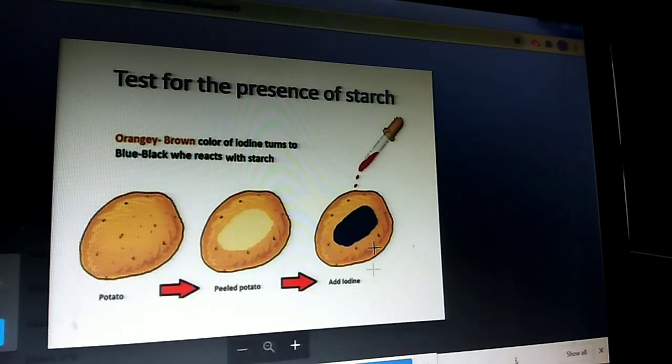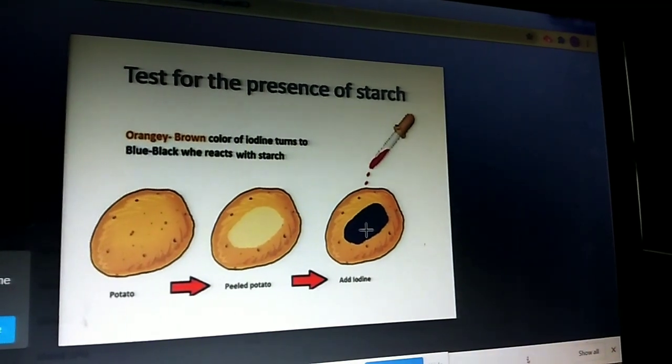Now, I have taken here one potato, peeled that potato or cut it into a slice, then with the help of a dropper, pour a few drops of iodine solution on the white part, the peeled or cut part of the potato. It turns blue-black. This color change proves that the potato contains starch. So this is the test for starch, that is the iodine test.